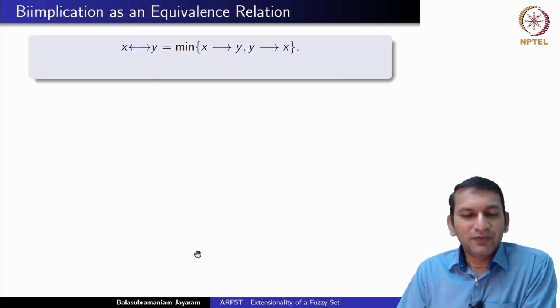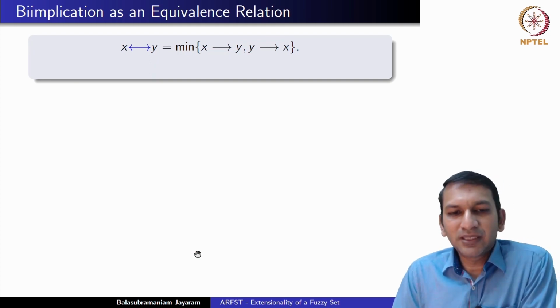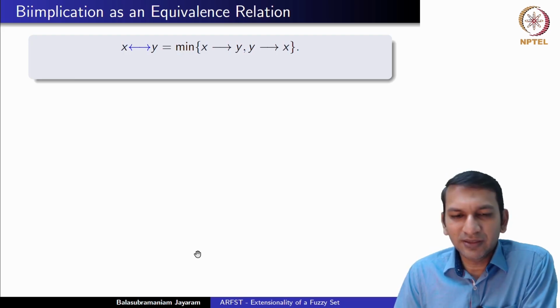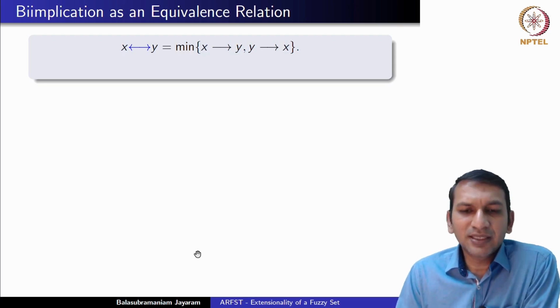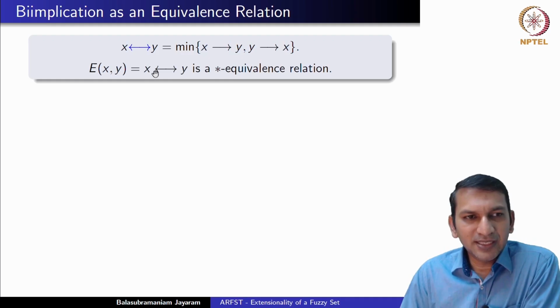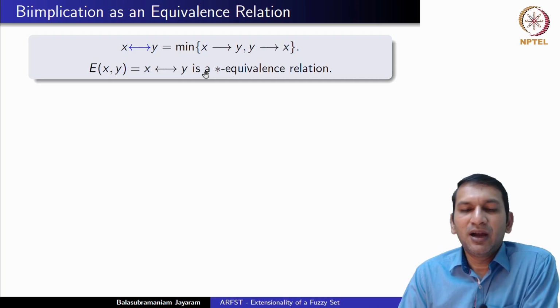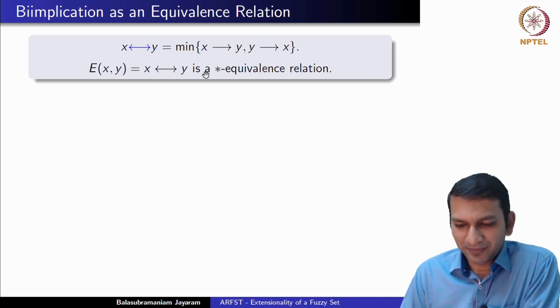Now, we have seen in one of the lectures last week that biimplication can also be seen as an equivalence relation. What is a biimplication? The biresiduum of x and y is the minimum of x implies y, y implies x. In the case this implication comes from a residuated lattice structure, we know that E of xy, defined as x double implies y or y implies x, is in fact reflexive, symmetric, and star transitive, where star and implication are coming from the residuated lattice structure. It's a star equivalence relation.